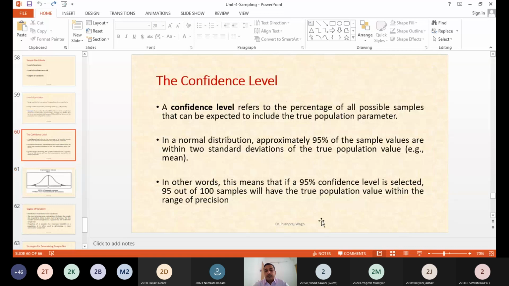So if a 95% confidence level is selected by the researcher, he can say that if he selects the sample 100 times from that particular population, at least 95% of the samples will have the value which is equivalent to the population mean. Is it clear till now? Yes, sir.